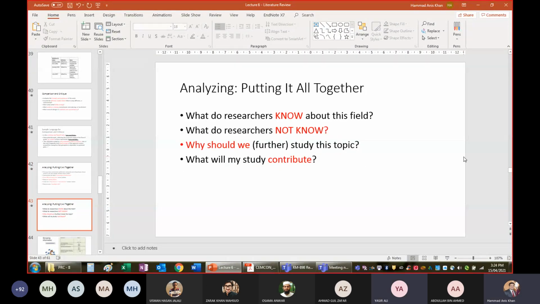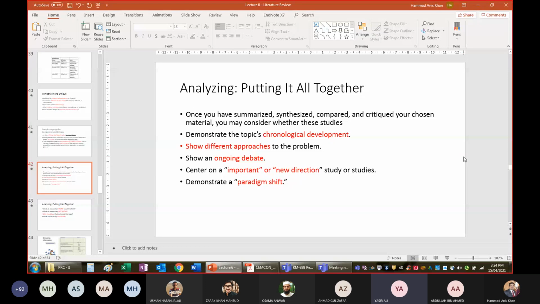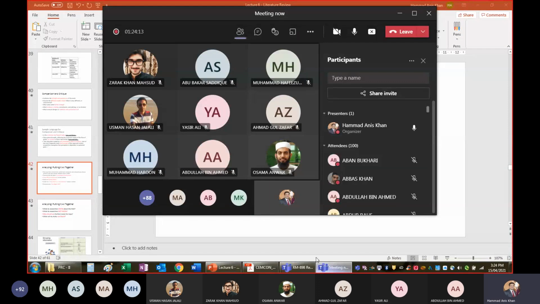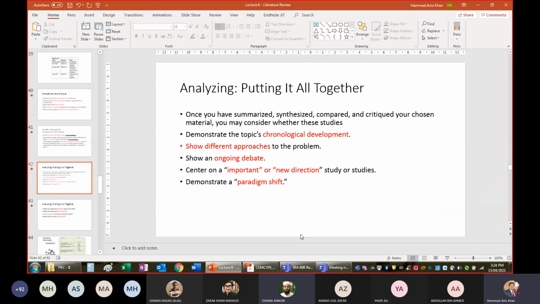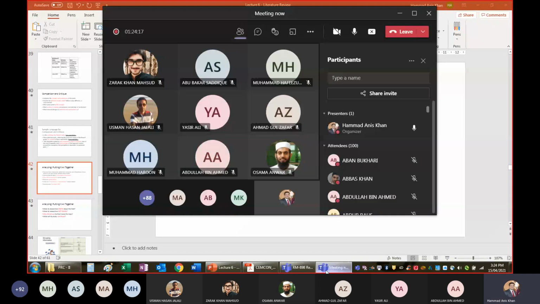Sir, what is paradigm shift, sir? Paradigm shift means something new, or a new approach, or a new way of seeing something which was ignored. You can also Google it. So may I comment? Yes, please.